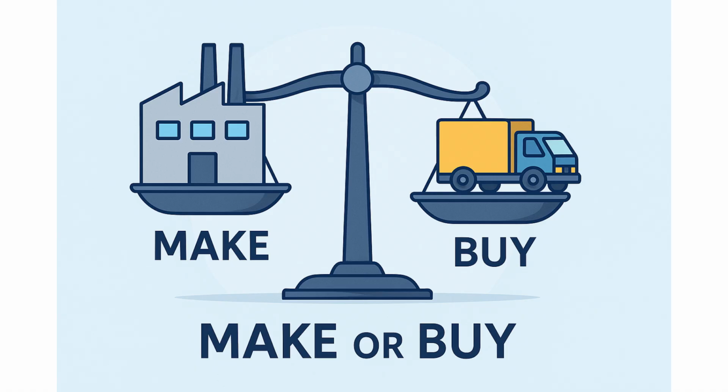Today we'll learn about the make or buy decision, a common situation faced by many manufacturing companies. By the end of this class, you'll know how managers decide whether to produce a component in-house or buy it from an external supplier. A make or buy decision means choosing between manufacturing a product internally, make, or purchasing it externally, buy. The goal is to select the option with the lowest total relevant cost.